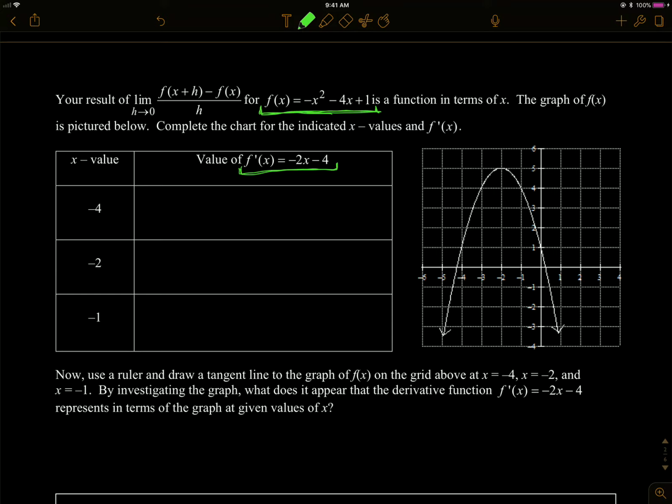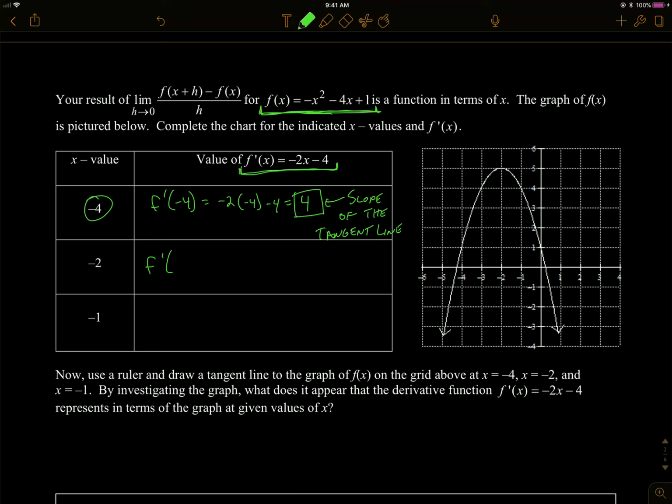All right, so we have f prime of -4. That means we're plugging -4 into the derivative, right? We get -2 times -4 minus 4, which gives us 4. What does that mean? 4 would be the slope of the tangent line when our point of tangency has an x value of -4.